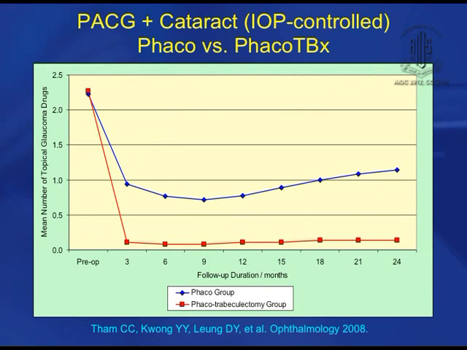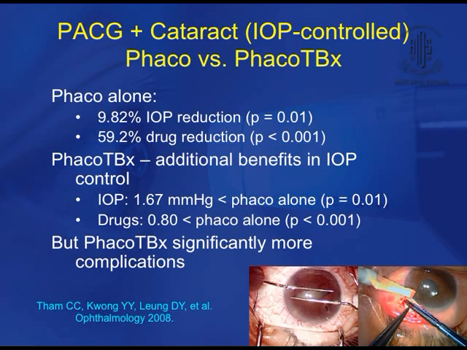But in terms of drug reduction, both treatments resulted in significant reduction in glaucoma drug requirements, and this is largely sustained over 24 months. But phacotrabeculectomy does have a significant advantage in this aspect. So if you look at the numbers, cataract extraction alone reduced intraocular pressure by almost 10% and drug reduction by almost 60%. If you do the combined surgery, there's an additional 1.67 millimeters mercury of IOP advantage, and also you reduce the drug requirements by a further 0.8. But then, we'll come back to the complications later.